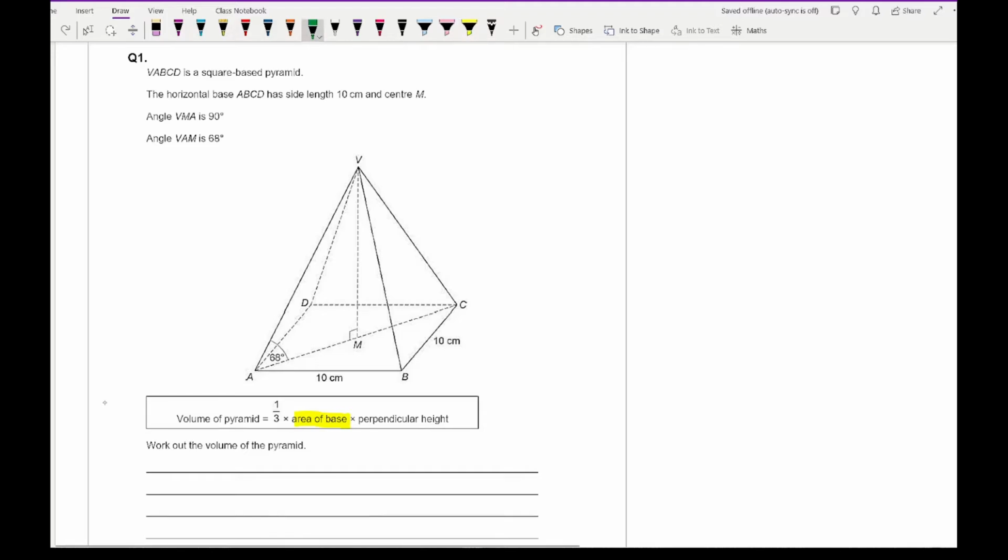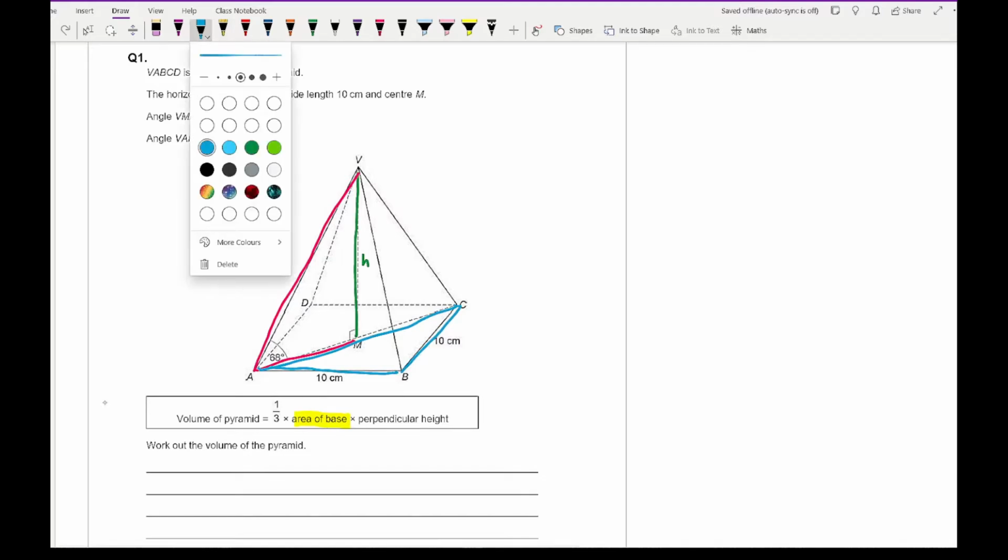So the first thing I need to do is work out what this length here is, which I'm just going to call H. In order to find that, you can see that it is linked to a right angle triangle. So you might be automatically thinking of trigonometry, but the problem is that in order to find H, I need to know one of the other sides, so either A to V or A to M. Looking at this, I can also spot another right angle triangle, this triangle here. From this, I can see that the length AC is double the size of AM. So if I can work out what AC is, I can therefore work out what AM is.